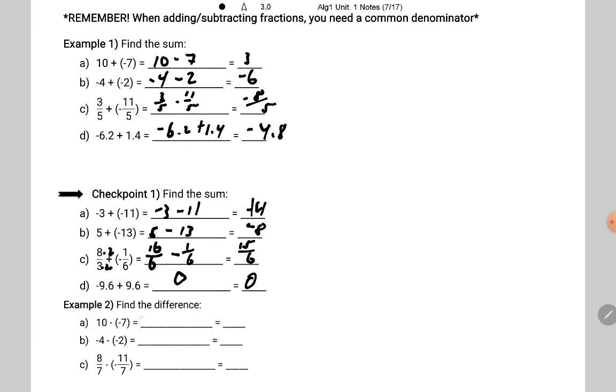10 minus negative 7 is the same thing as 10 plus 7. 2 negatives makes it positive. Negative 4 minus negative 2 is negative 4 plus 2, so negative 2. 8 plus 11, which is 19. No, sorry, let me go backwards. 8 over 7 plus 11 over 7 is 19 over 7.